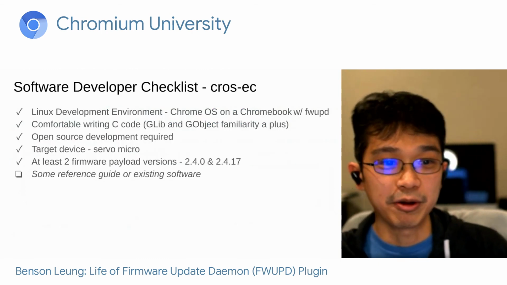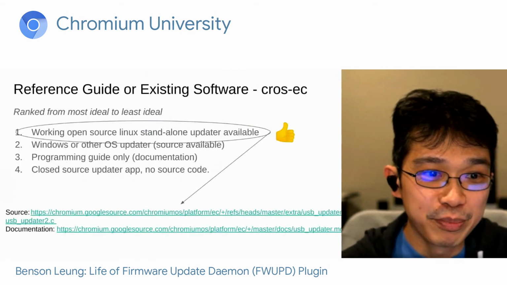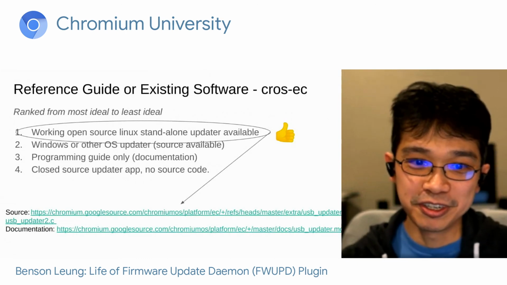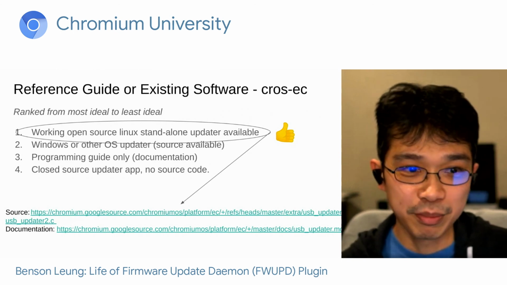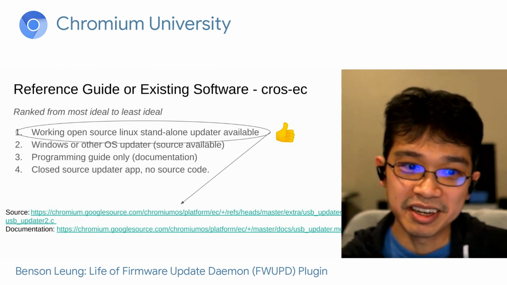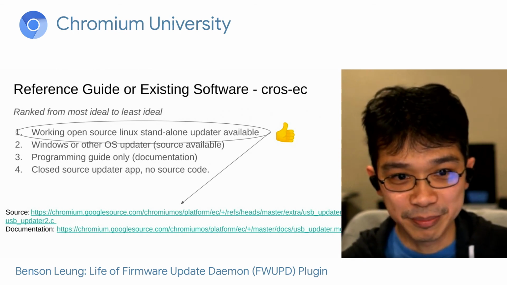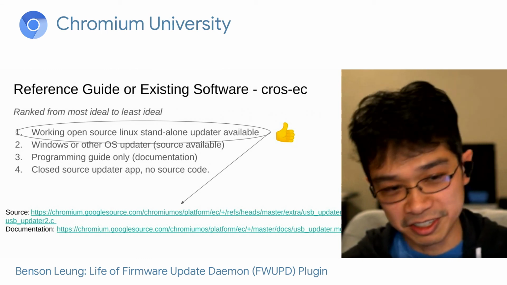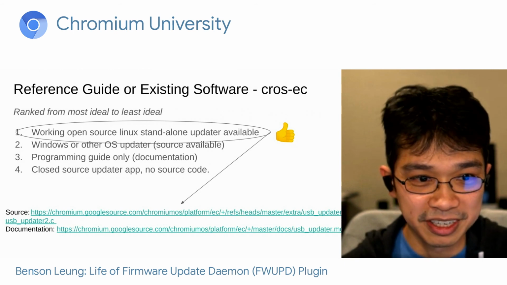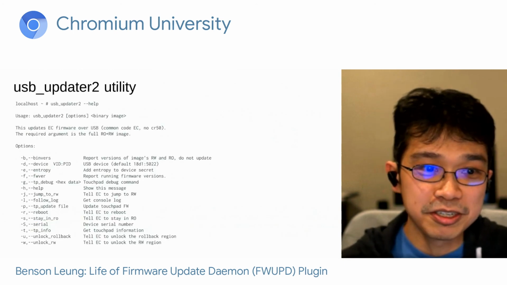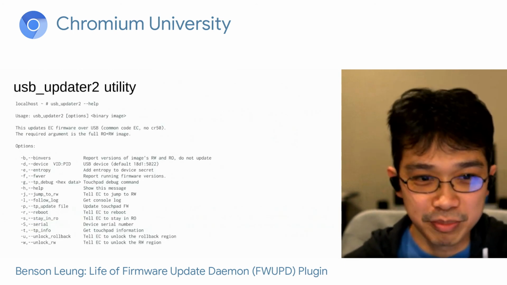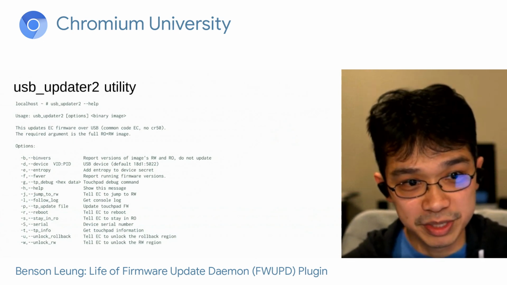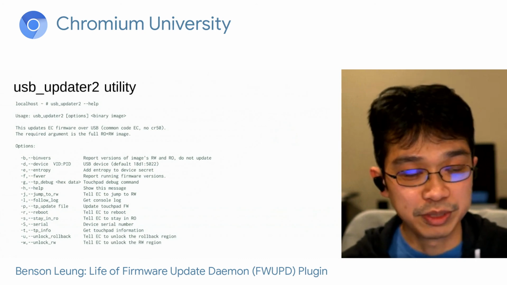So finally, how about a reference? For building the updater for Servo Micro, I had the most ideal case. Our EC engineers, when they implemented the USB endpoint updater in the EC, also documented the protocol clearly and wrote a simple Linux updater app, which is also open source and also checked into our repository. The updater is called USB Updater 2, and it's a simple command line utility designed to run on a Linux host PC to update using a USB interface. So here's its usage or help text.